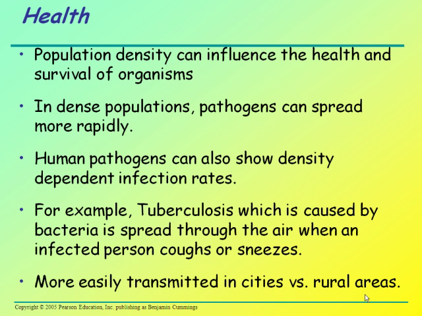Health: population density can influence the health and survival of organisms. Makes sense. In dense populations, pathogens can spread more easily and more quickly. Human pathogens can also show density-dependent infection rates. In more crowded situations, such as urban situations, human pathogens travel more rapidly. For example, tuberculosis, which is caused by bacteria, is spread through the air when an infected person coughs or sneezes. So this happens in the cities. It is more easily transmitted than if an infected person with the tuberculosis mycobacterium sneezes or coughs in a rural area.